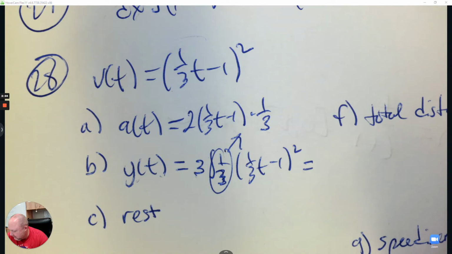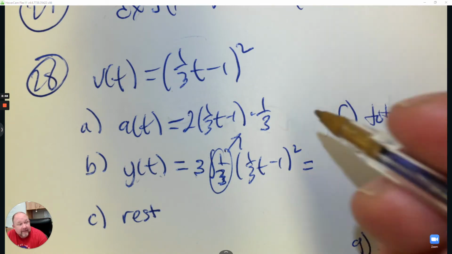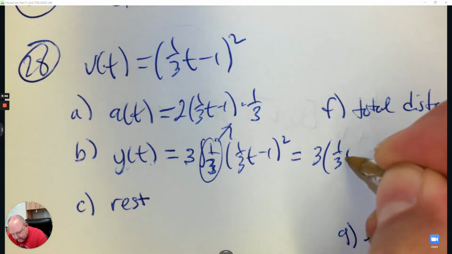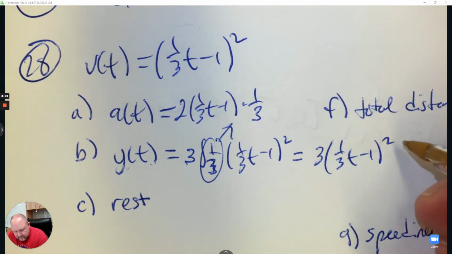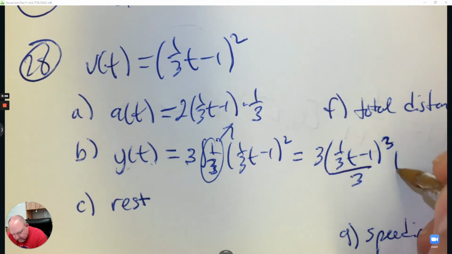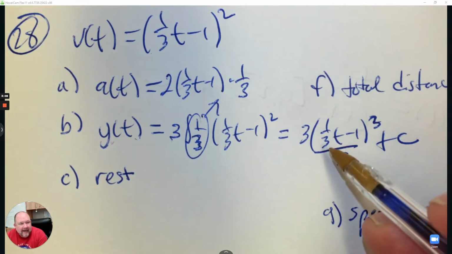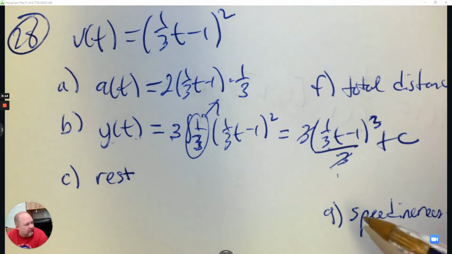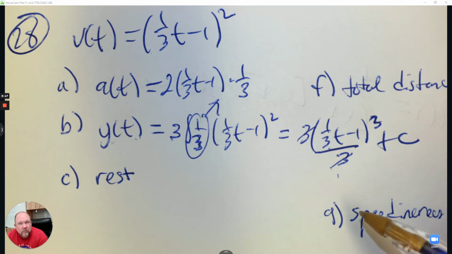Are we given a point too? We are given a point. I'm going to run out of space here, but it's okay. So we're going to add 1 to the exponent and divide. Notice the 3's divide out, so you have 1/3 (t minus 1) cubed plus c.